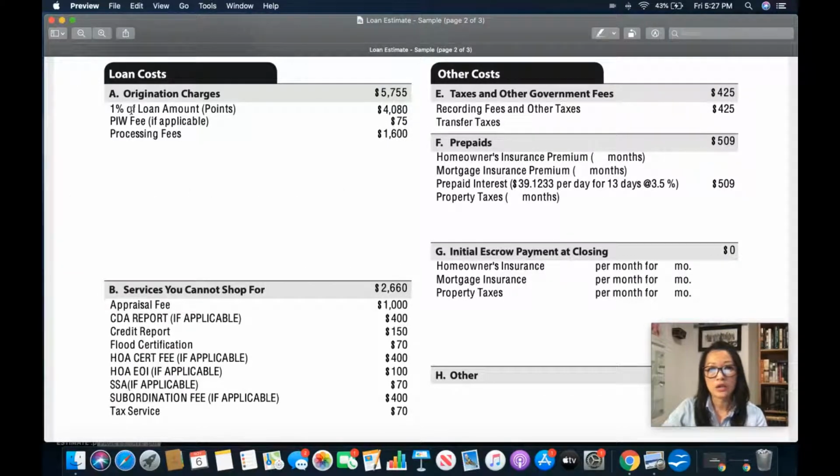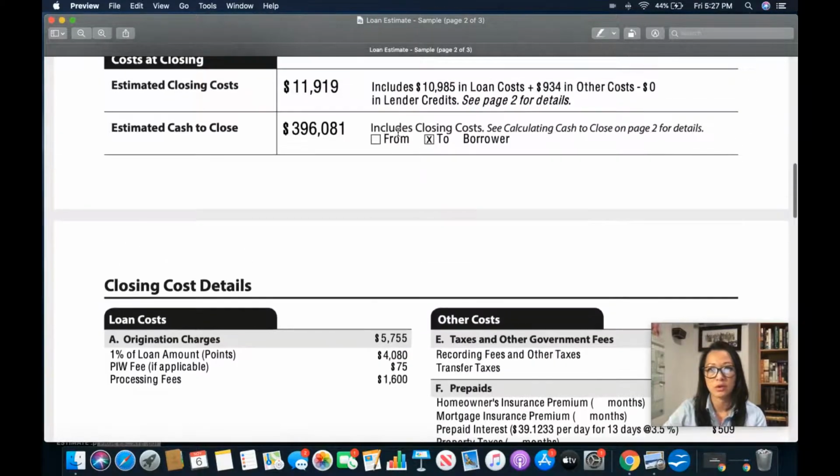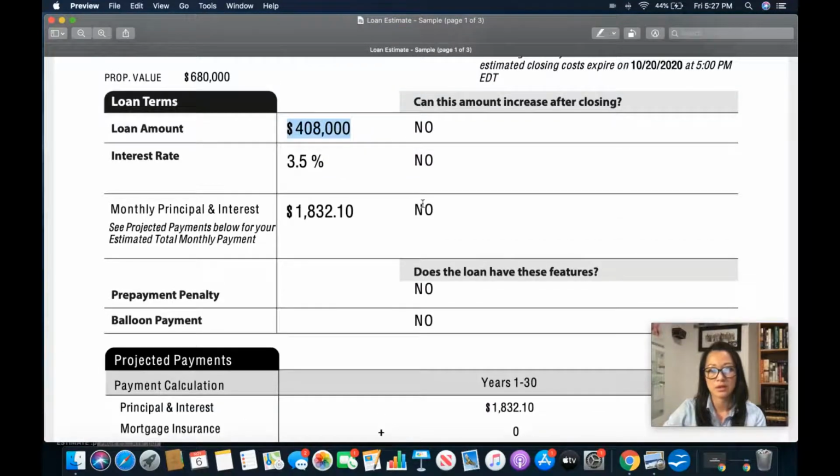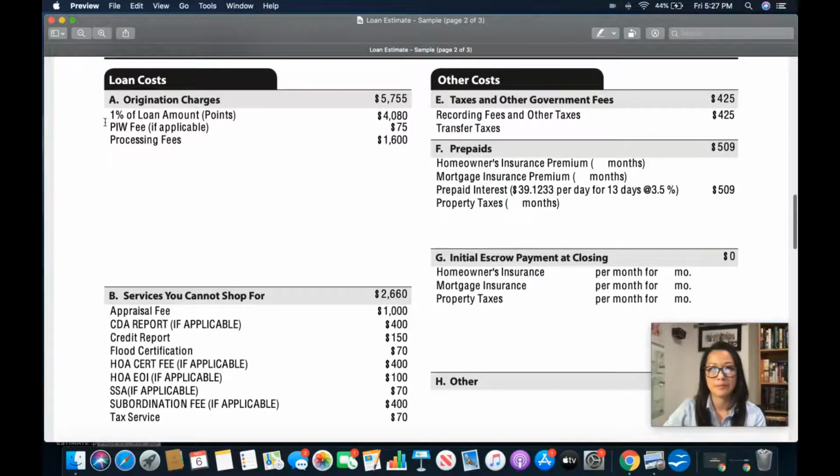So how you calculate this: 1 point is equivalent to saying 1%. If it's 2 points, then you're paying 2%. 2% or 1% of the loan value. So you're going to take the number that you're borrowing, the loan amount, and multiply it by 1%, and that is how they got that fee here.